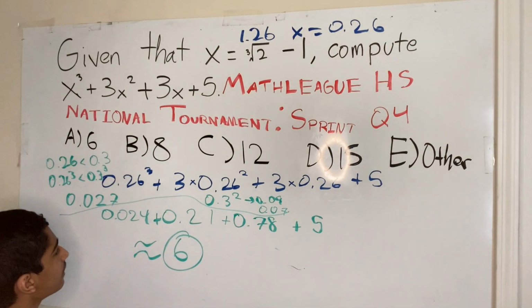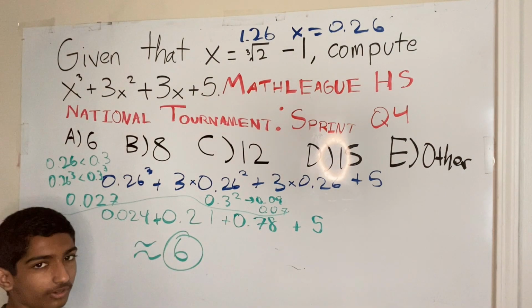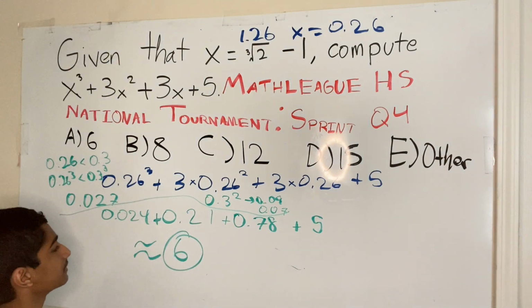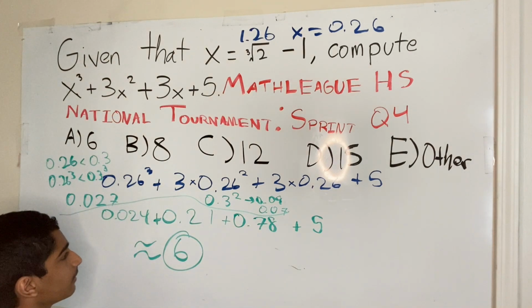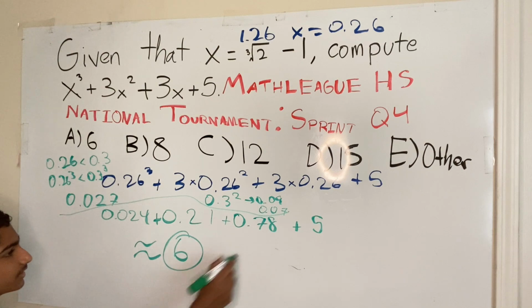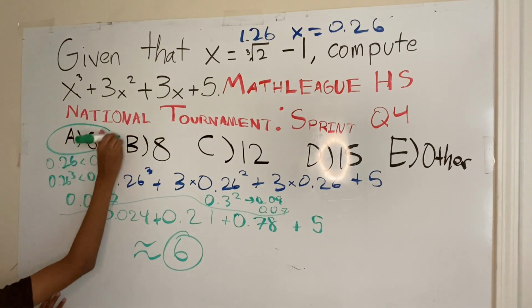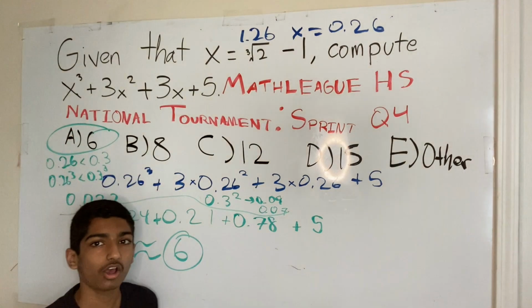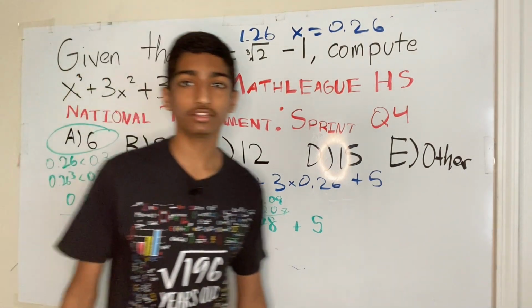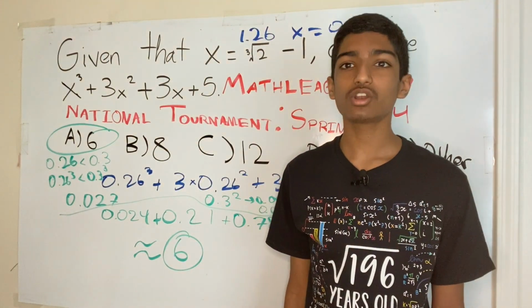And we can approximate this to equal 6. It will be, as you can see here, a little less than 6 because of my approximations, but the answer will work out to be 6 since everything is so little here, except for the plus 5. So the answer choice is A, 6. Okay, so that was all for the solution without the trick. Now let's get on to the solution with the trick.